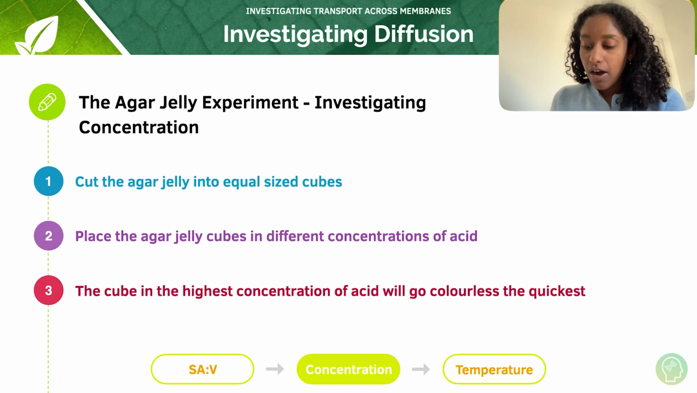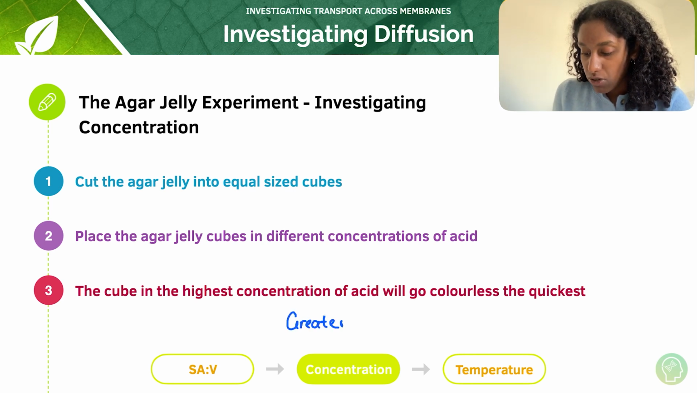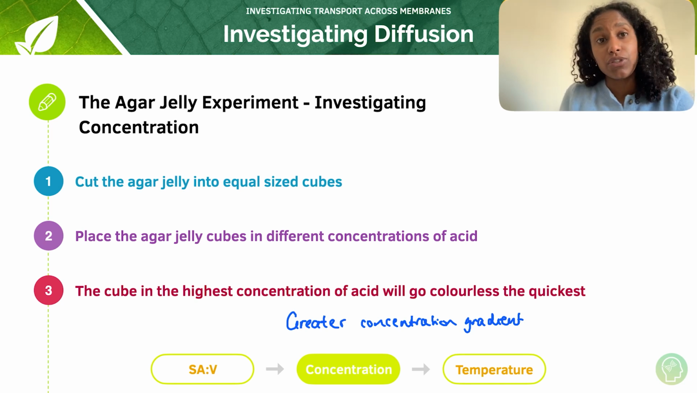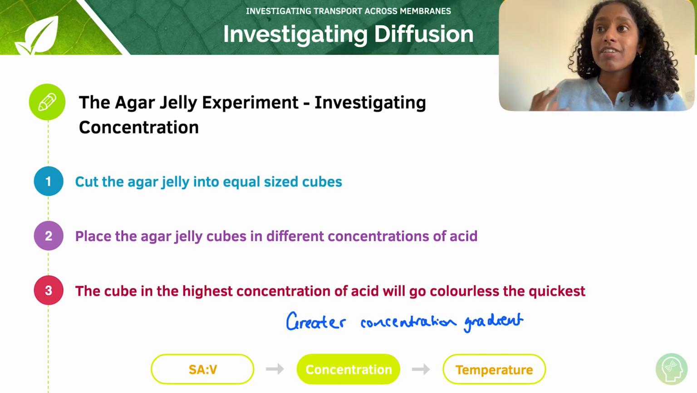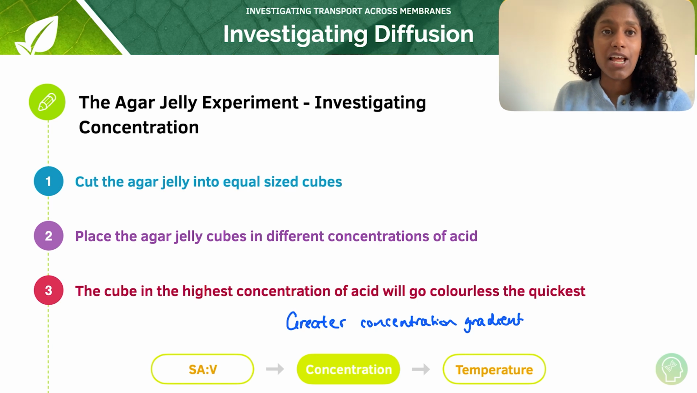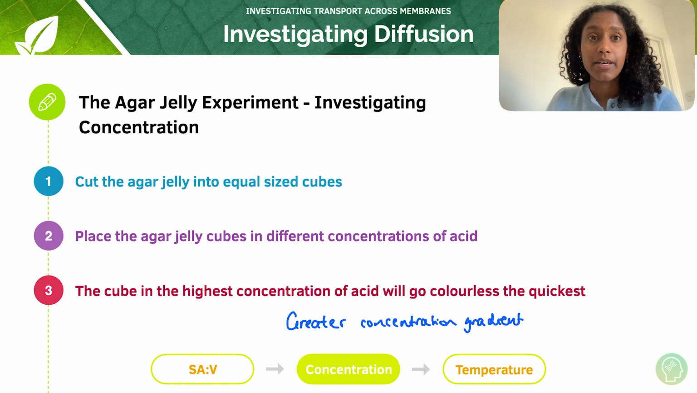So the cube in the highest concentration of acid will go colourless the quickest. So that's because we have the steepest concentration gradient, or a greater concentration gradient. And therefore diffusion is going to happen faster between the hydrochloric acid in the solution into the jelly, because we've got a higher concentration of acid, we've got a greater concentration gradient. So the cube placed in the container with the highest concentration will have the greatest concentration of acid being diffused into the jelly. So it's going to neutralise faster.